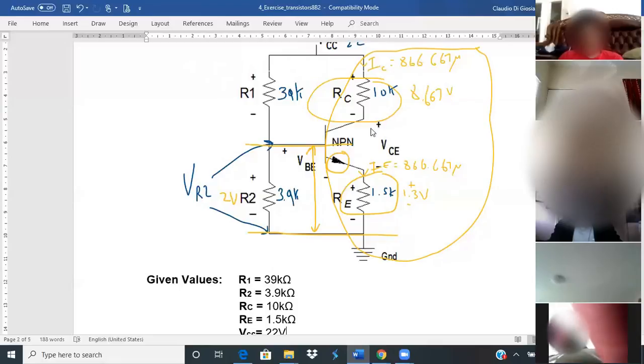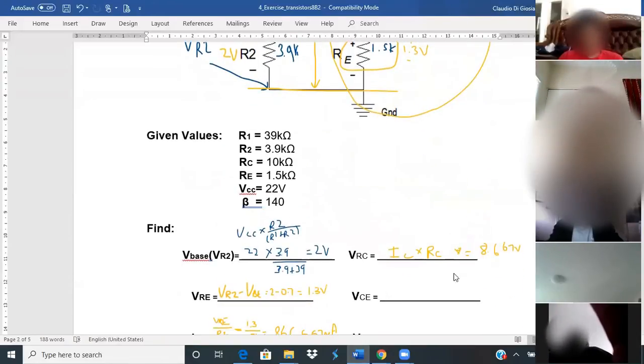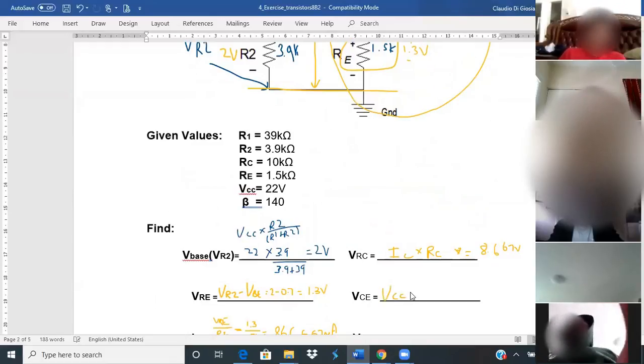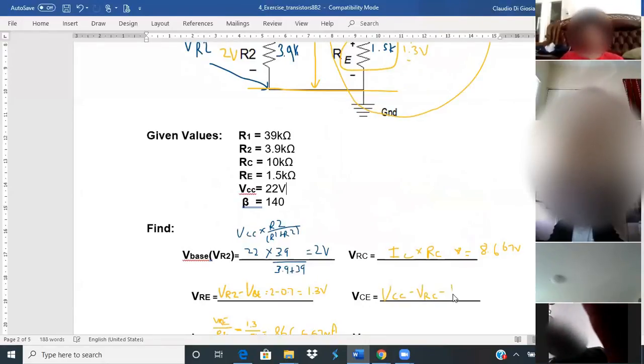The only other component is the collector to emitter. Okay, so we want the voltage here. The voltage here should work out to half of VCC for it to be a good amplifier. So how do we get VCE? We're going to take VCC, subtract by VRC, and subtract by VRE.